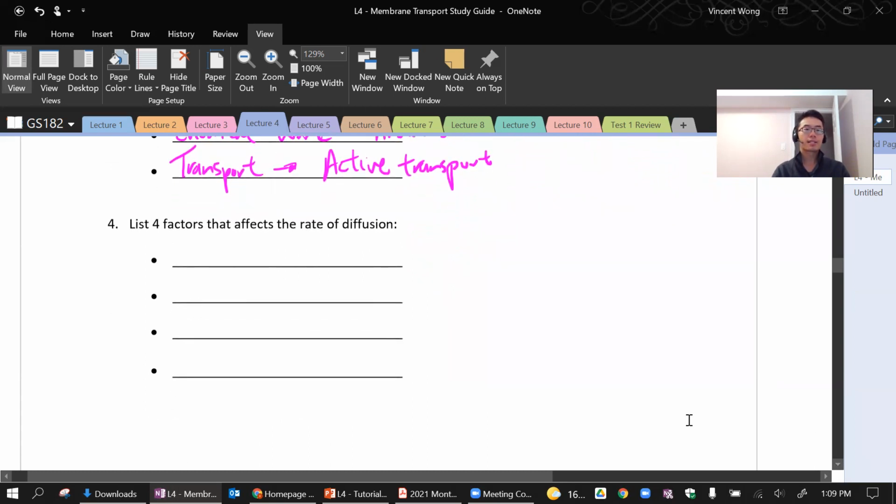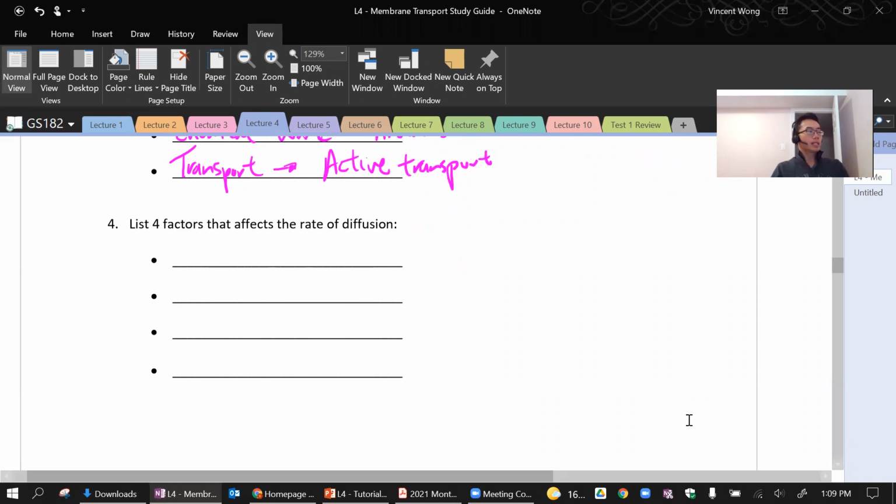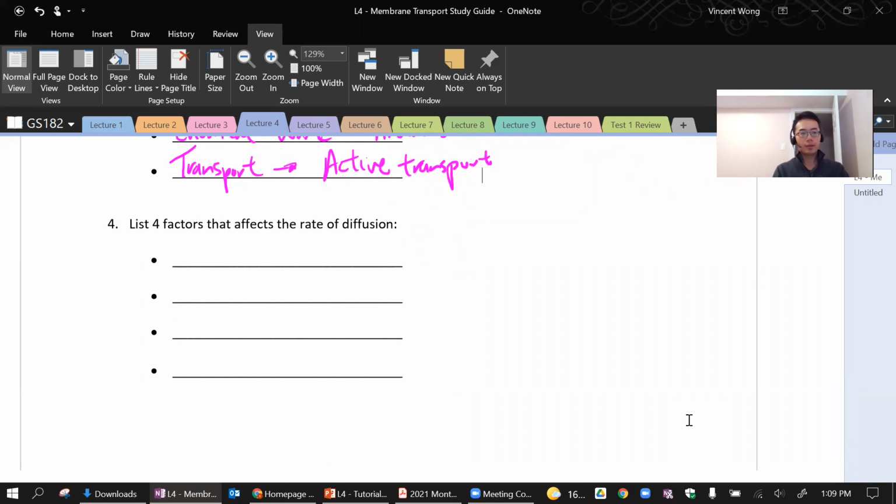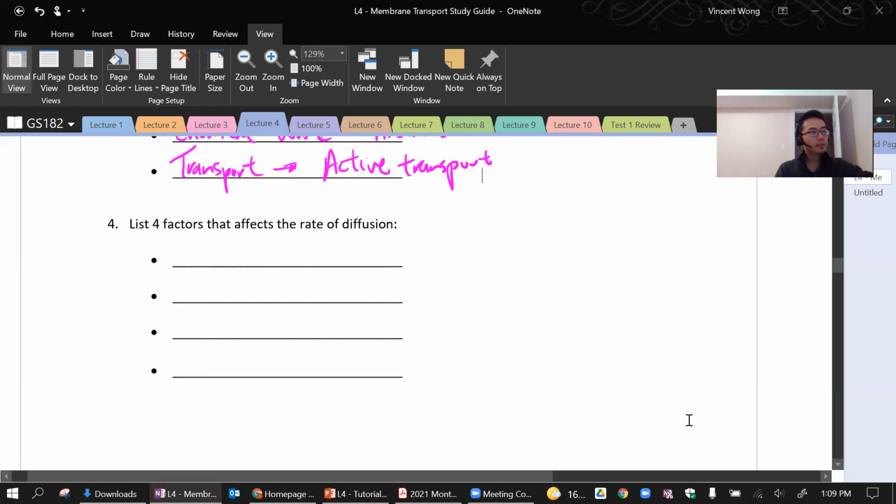Next, 4 factors that affect the rate of diffusion. And you help me out here. What are the 4 factors? Maybe list some factors that you remember. You can unmute and tell me. Cynthia says size. That is correct. Smaller molecules equals faster diffusion, faster rate. Anyone else?